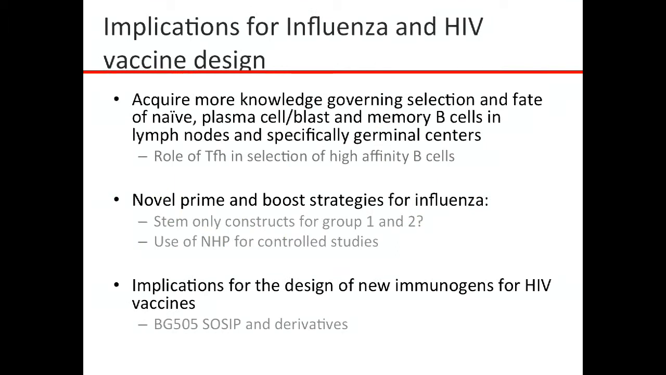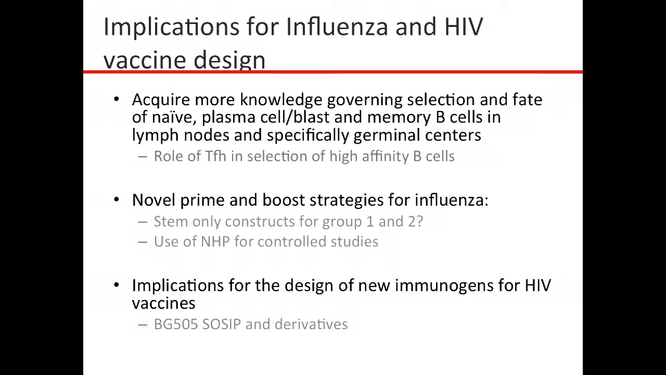So we need to acquire more knowledge about governing the selection and the fate of naive B cells, plasmablasts and memory B cells in the lymph node, and we need to study the lymph nodes in particular, and the relationship between the memory B cells re-entering the germinal center and which TFHs they actually use.